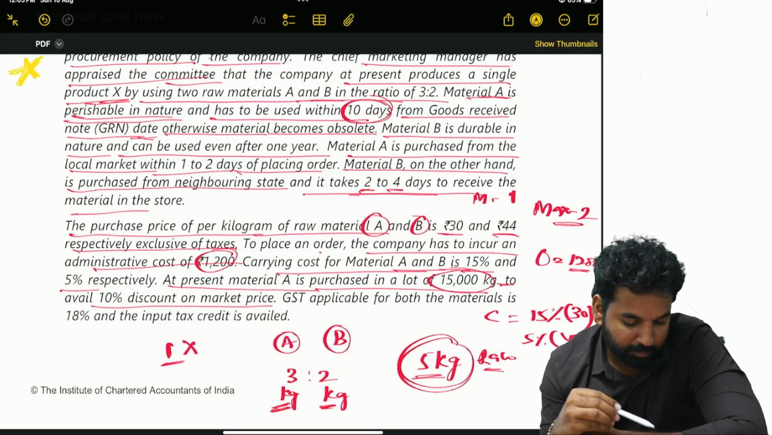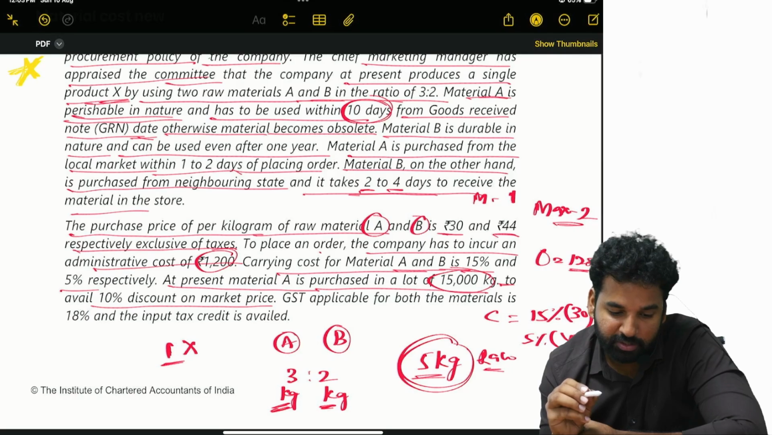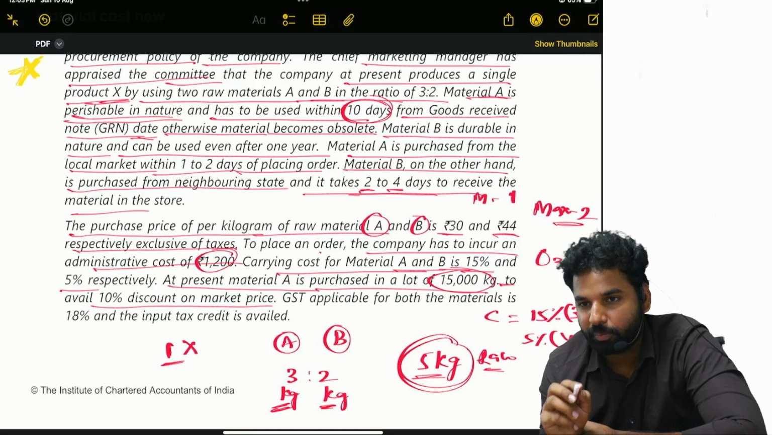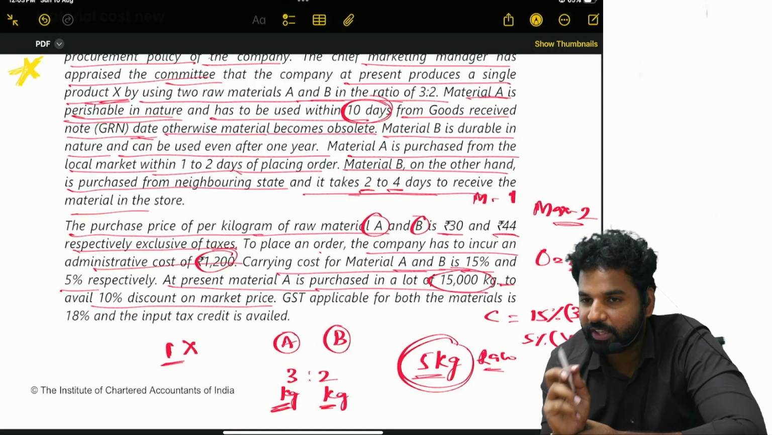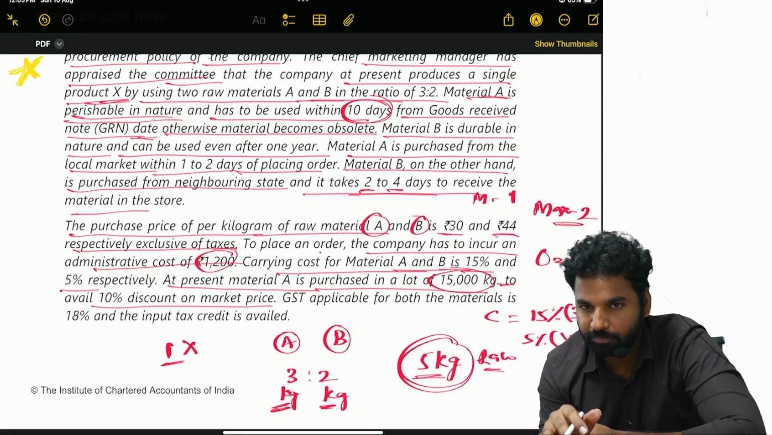So that means what? They are availing a discount of 10%. At what price are they purchasing? 30 minus 10%, 27 rupees. At 27 rupees they are purchasing. That's why they are ordering 15,000 kg.